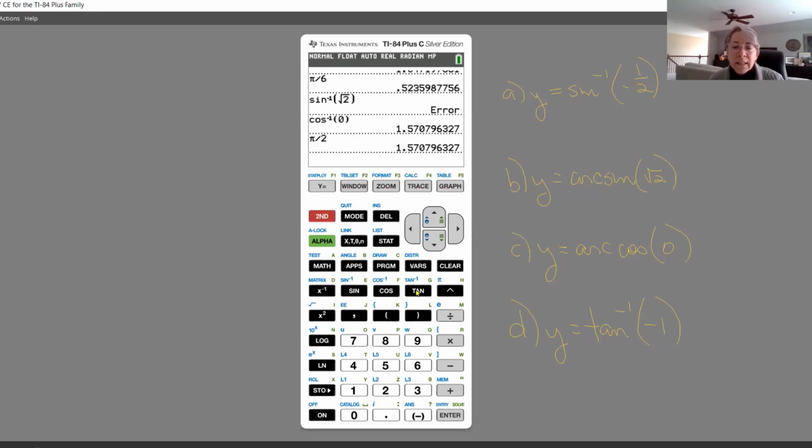And then last but not least, tangent inverse of -1. We get a -0.785, so let's see if we were correct. And this time we can even put in the negative. Second function pi divided by 4. Hey, look, we got the same result. So it's just a nice way to check it. And again, be sure we're putting in radians for our answers. So be sure that your calculator is in radians.